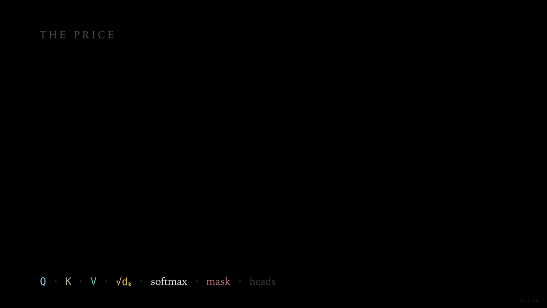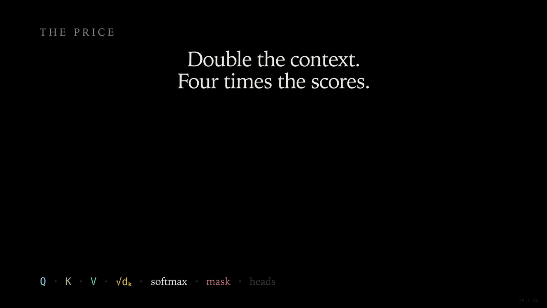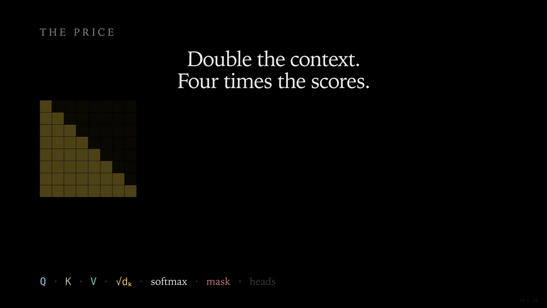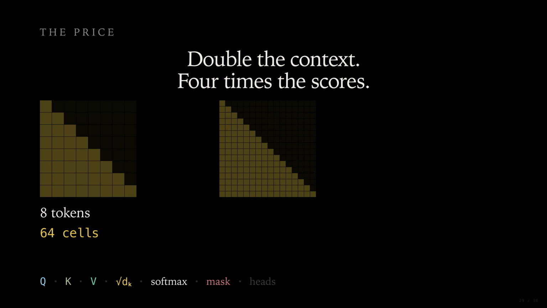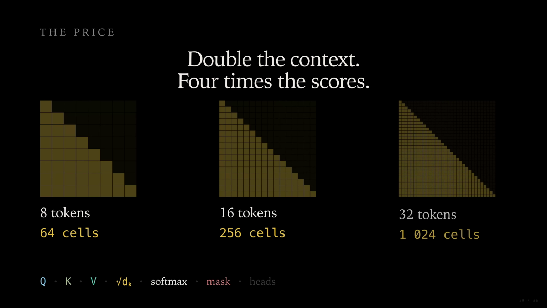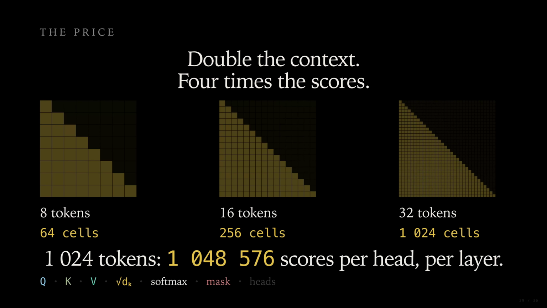There is a cost to all of this. The matrix is n by n, where n is your context length, so 8 tokens gives you 64 cells, 16 tokens gives you 256, and 32 tokens gives you over 1,000. Double the context and you quadruple the number of scores. At GPT-2's context length of 1,024, that works out to over 1 million scores per head per layer, and that is why long context gets expensive so quickly.